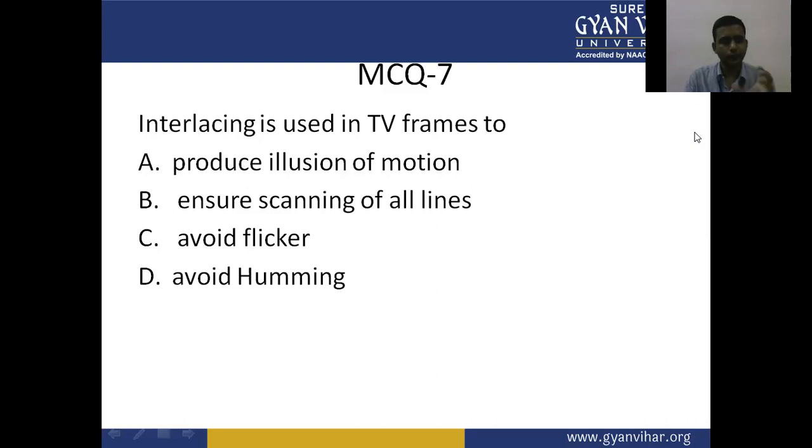This type of question we have already discussed: interlaced scanning is used in the TV system. Interlaced scanning uses two fields in the 625 line system. We generally use 312.5 lines per field. So to avoid the flicker, interlaced scanning is used.